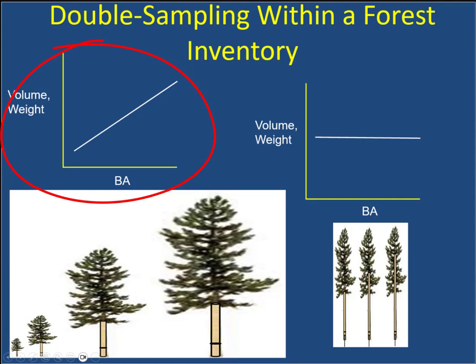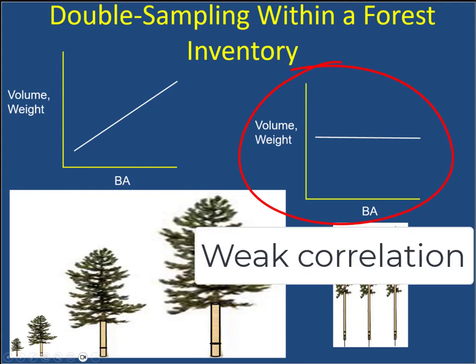If I know basal area, I know volume. Here, if there's a weak correlation, I have a small amount of basal area. It didn't tell me any more than if I have a large amount of basal area. I don't know anything about volume if I know basal area, so it's a weak correlation.